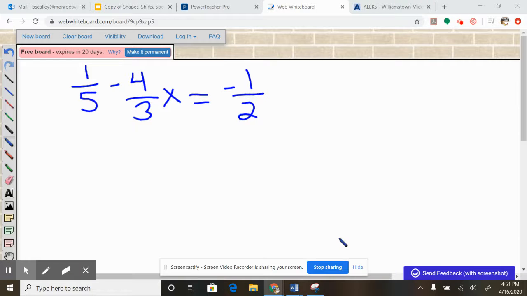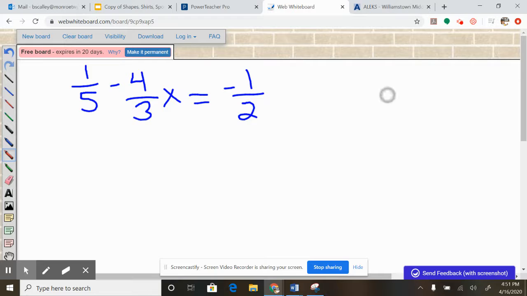All right, so this time I have the same exact problem as the last video, but I'm going to do it a different method. If you're somebody who doesn't really like working with fractions, there's a method called clearing the denominator. And so what happens here is I have three different denominators in this problem. I have a 5, a 3, and a 2.